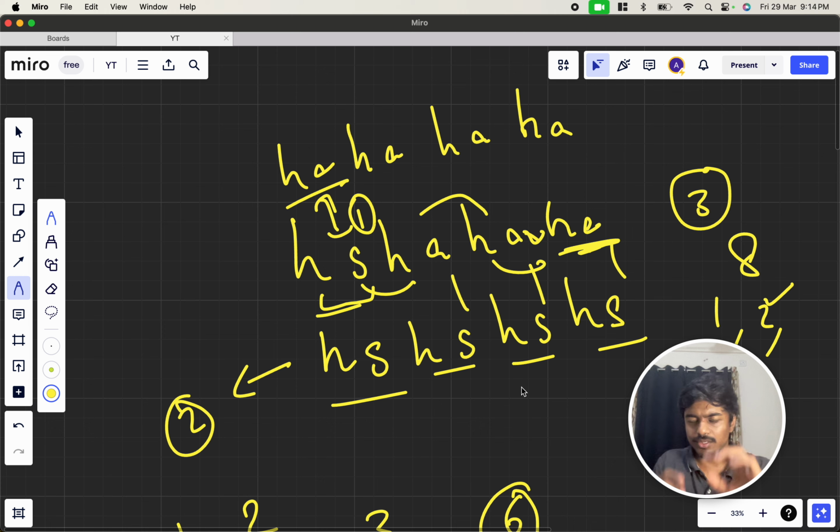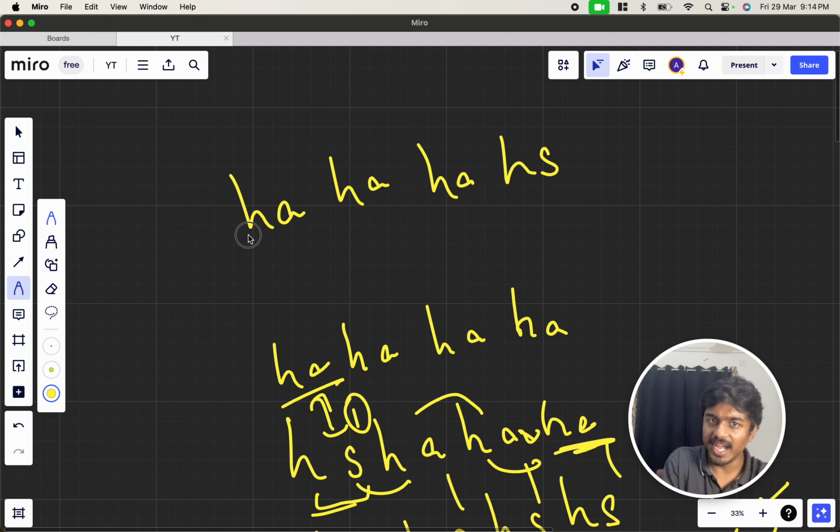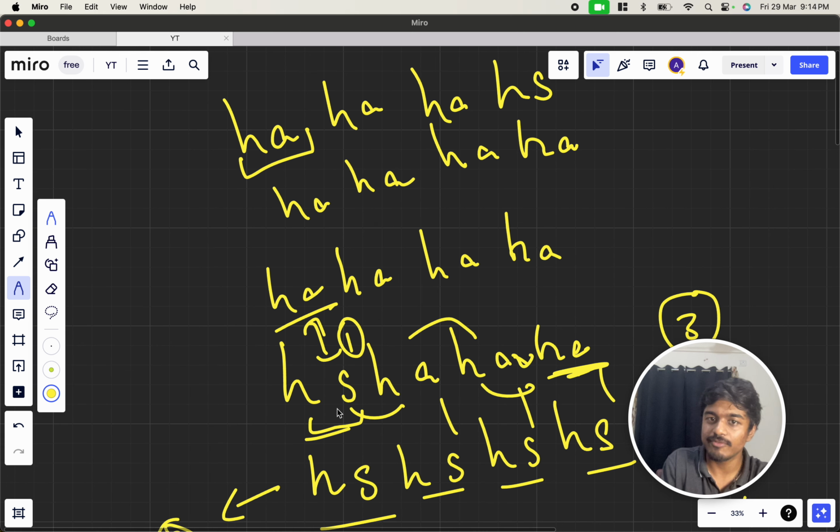Now, what is my suggestion? When should I take the first one? If HS is here and HA, HA, HA is here, I can take these first two characters, HA, HA, HA, and HA. In this case, if HS comes first, I can take the last character. In logic, I cannot know whether some common pattern comes in the first part of the string or the last part of the string. So I try for all the possibilities.